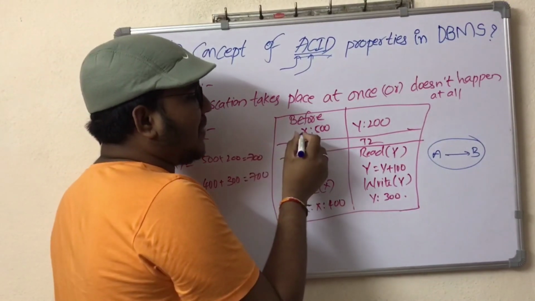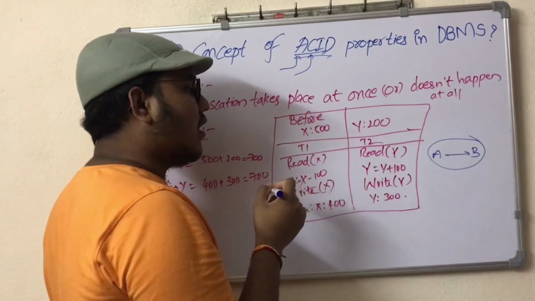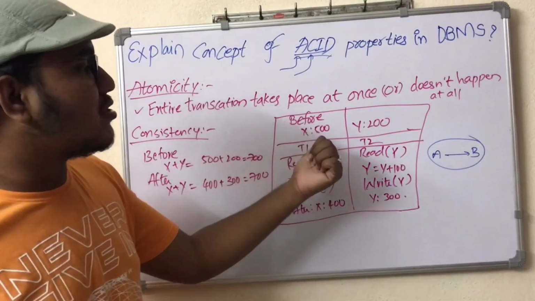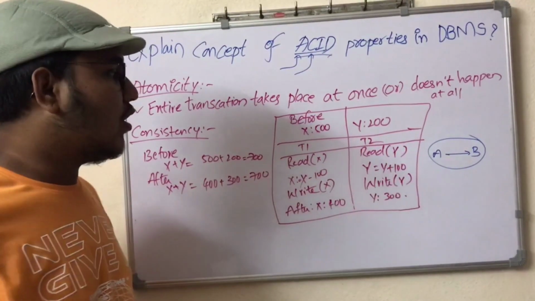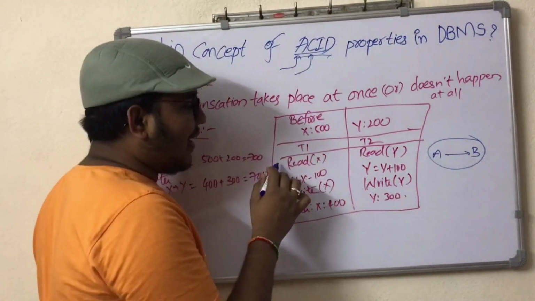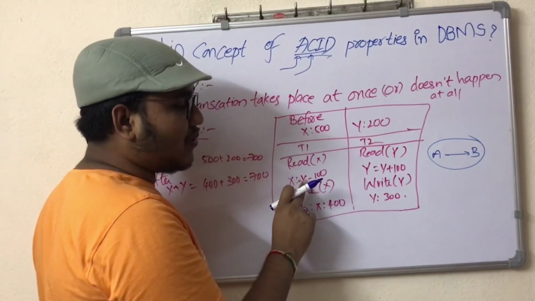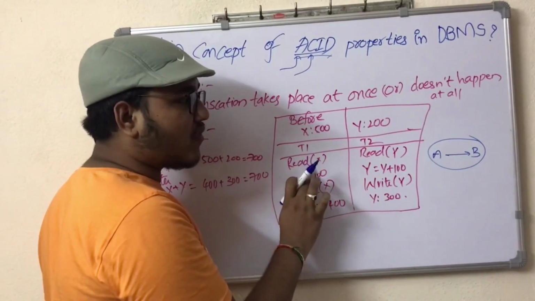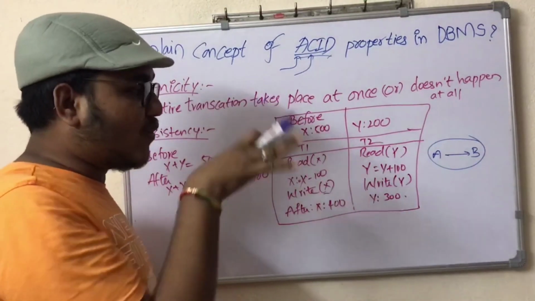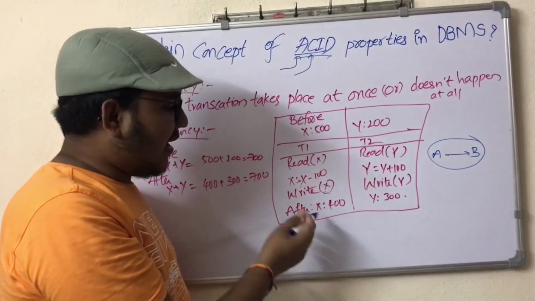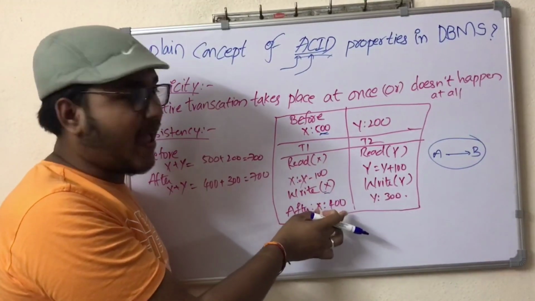Let's say person X has 500 rupees and person Y has 200 rupees. Now X wants to send 100 rupees from account X to account Y. So in transaction T1, first he needs to read the value of X, then compute X = X - 100 as he is sending 100 rupees from X to Y, and also write this value to the database as he is reducing 100 rupees. So before the transaction the value is 500 and after the transaction the value is 400 because he sent 100 rupees from X to Y.